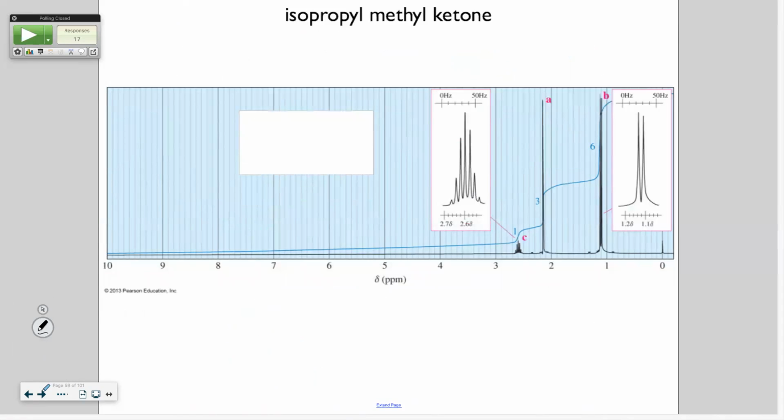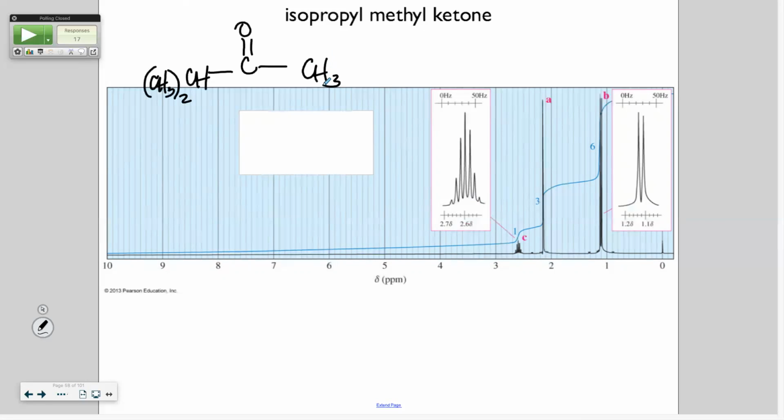Okay, this is isopropyl methyl ketone, okay? Who remembers what a ketone is? You have a carbonyl and you have an R group on both sides. So isopropyl means on one side we have an isopropyl group, and methyl means on the other side we have a methyl. Okay, how many kinds of hydrogens are in that structure?